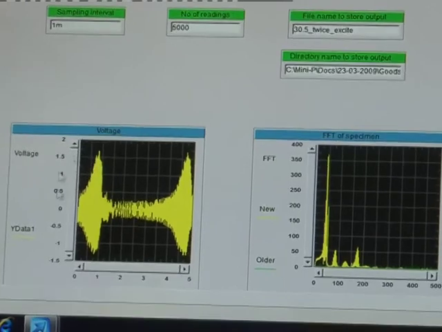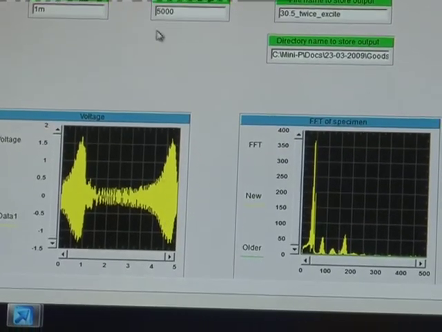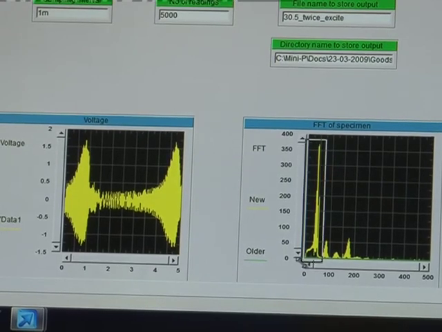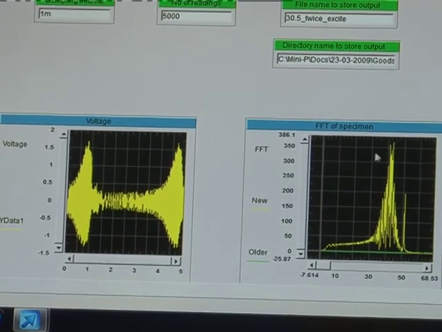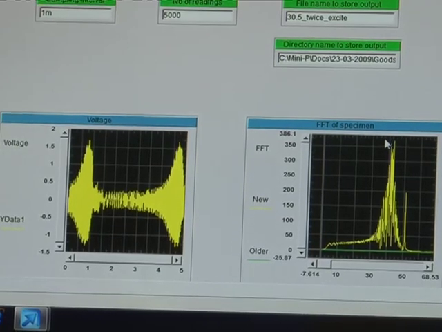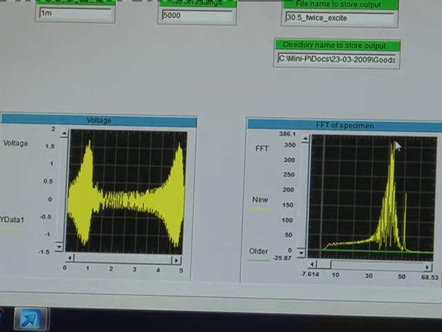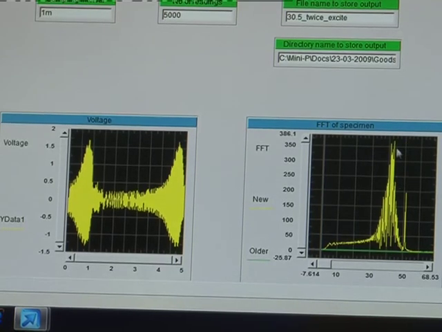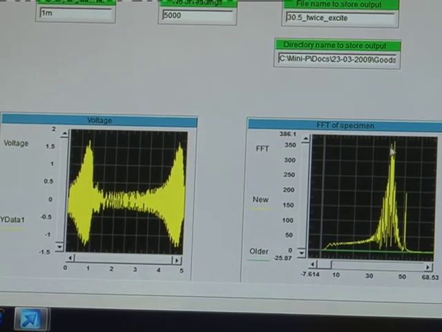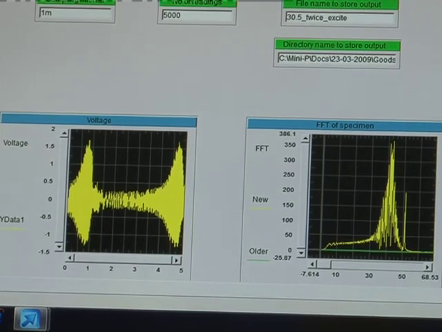As you can see, the voltage response for 5 seconds, and this plot is the FFT of this voltage response. Now, when you see it closely, you can see the natural frequency of this beam is coming around 40 hertz, as we have given the frequency from 2 hertz to 48 hertz. So now, with a click, we can get the natural frequency of that beam.